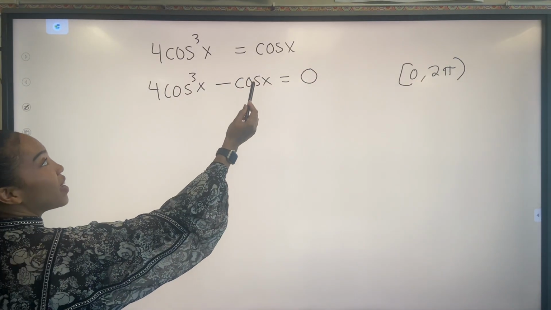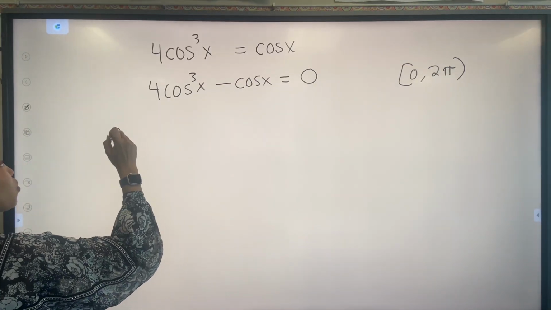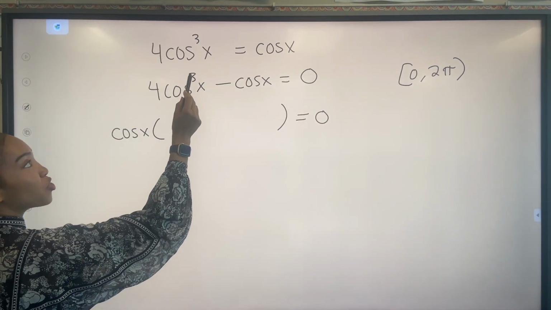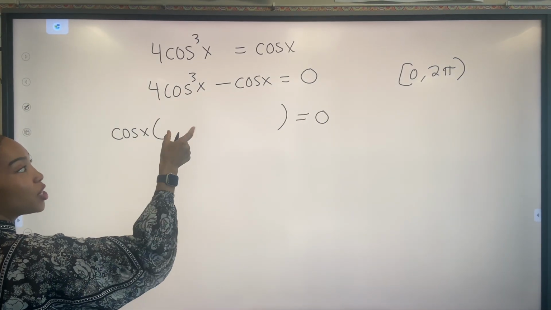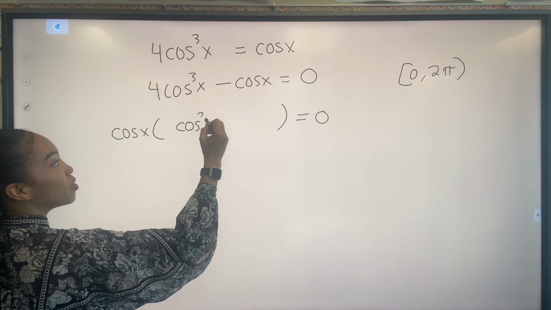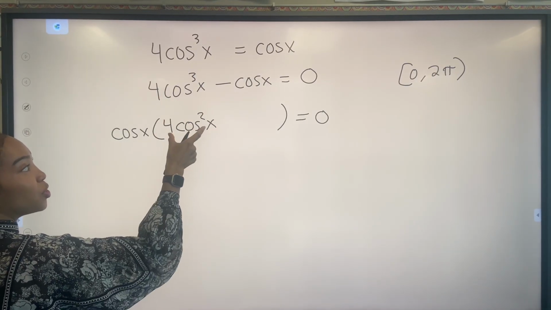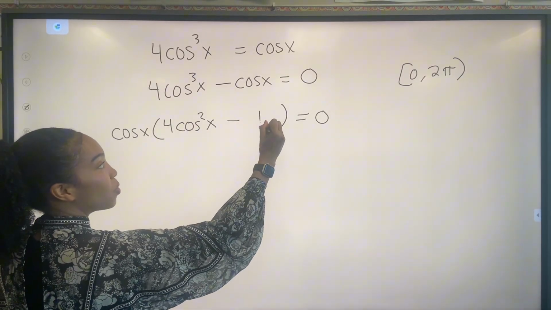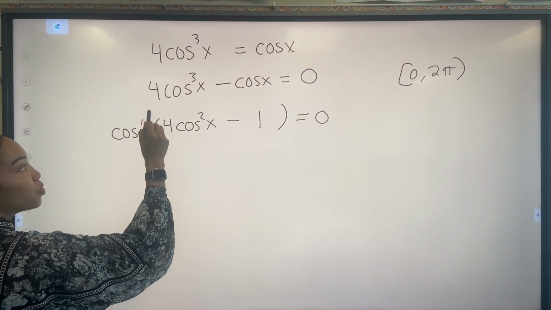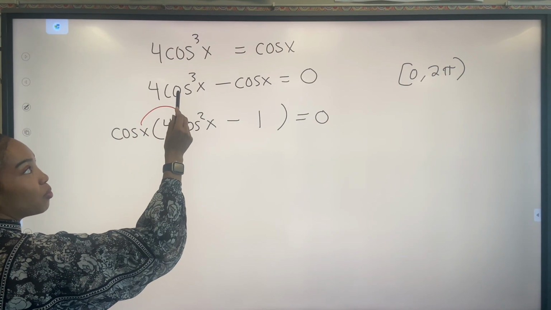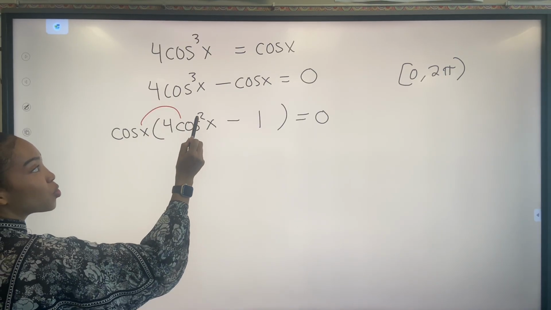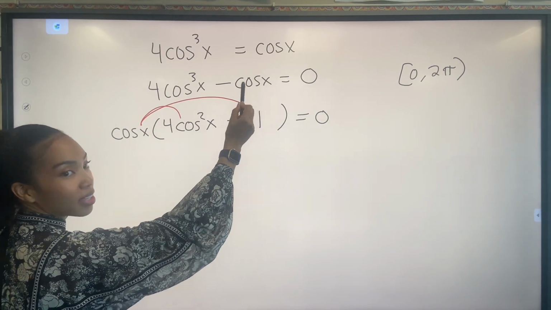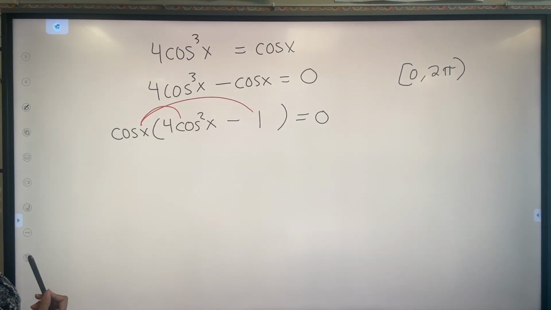Now, these both have a cosine in common. So I'm going to pull out a cosine. So notice this has 3 cosines. If I take one away, how many cosines are left? 2. So this is what's left over when you take out a cosine. Now if you take this one away, don't put 0, put a 1. The reason why is because when you distribute this back in, you should get what you started out with. So cosine times 4 cosine squared is 4 cosine cubed. If you multiply cosine times 1, you get this cosine. So you should always be able to get back what you started out with.